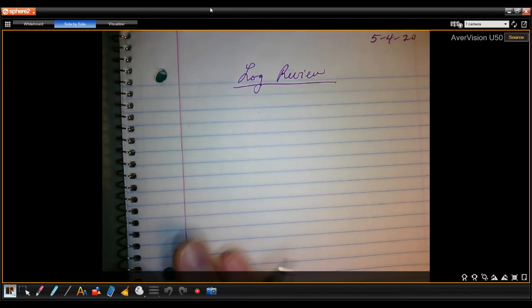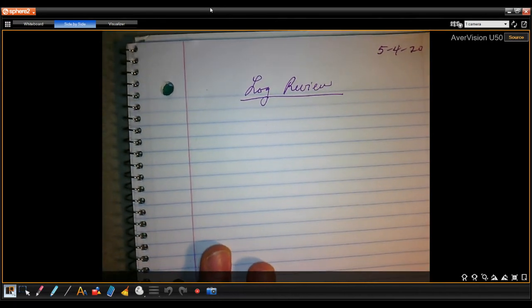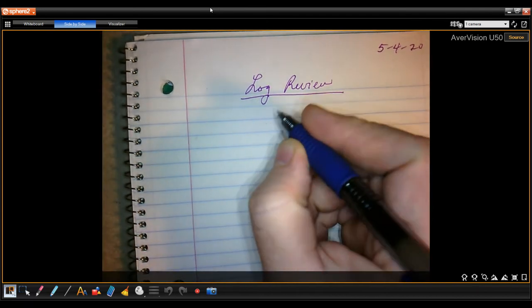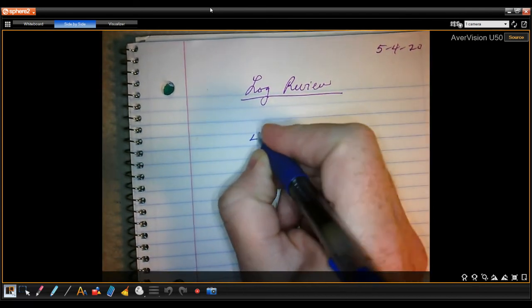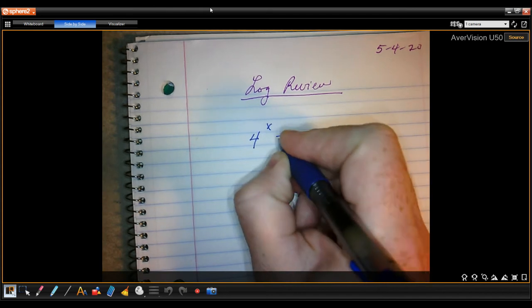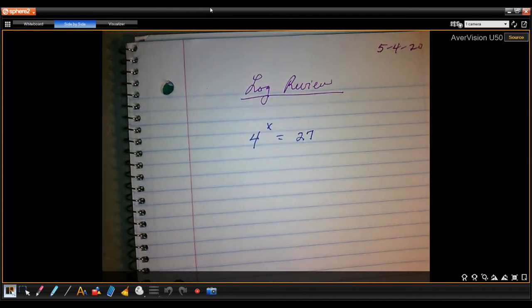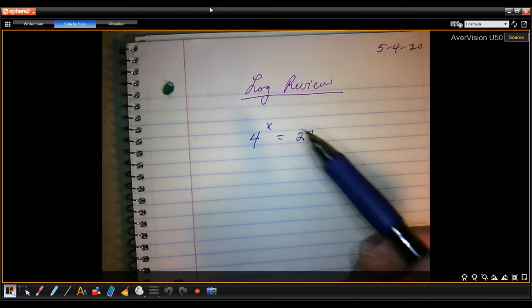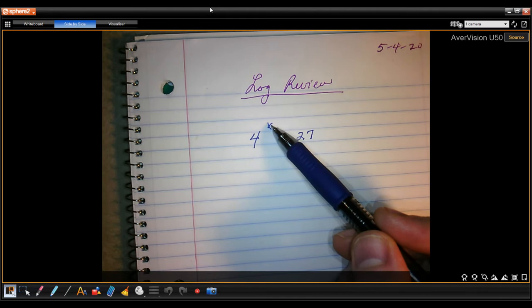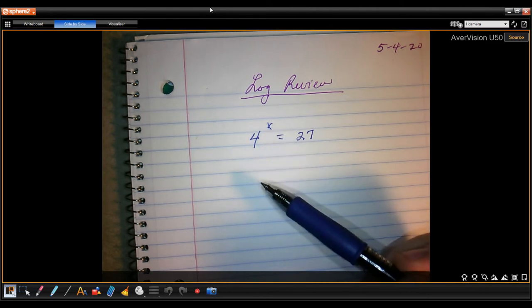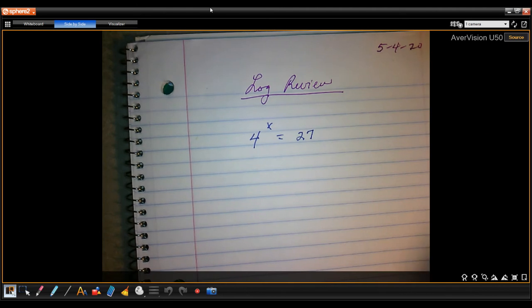Okay, so what is a log and why do we have them? I'm just going to start with the basics. If you have something like 4 to some power is 27. So 4 to what power is 27? You're like, I have no idea. I know 4 squared is 16, 4 cubed is 64, so I know it's 2 point something. So what logs are for is to find the unknown exponent.